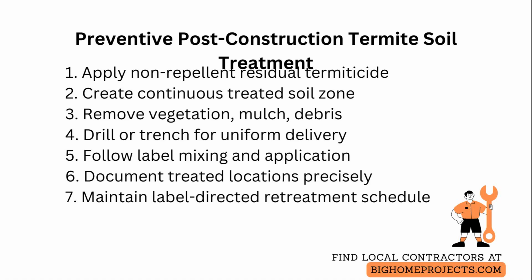Prepare the site by removing excess vegetation, mulch, and debris that block soil contact, and then drill or trench at intervals recommended for your soil type to ensure uniform delivery into the treatment zone. Mix and apply product following the manufacturer directions for concentration and water volume so that the active ingredient reaches required parts per million in the treated soil. Heavier or clay soils often need higher injection rates or additional water to move product into the matrix.